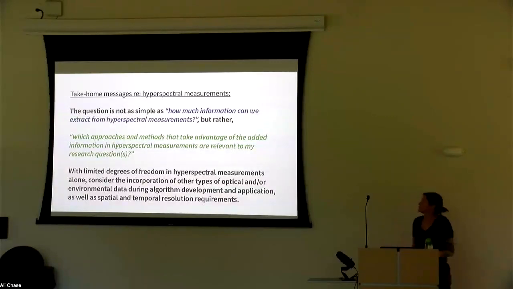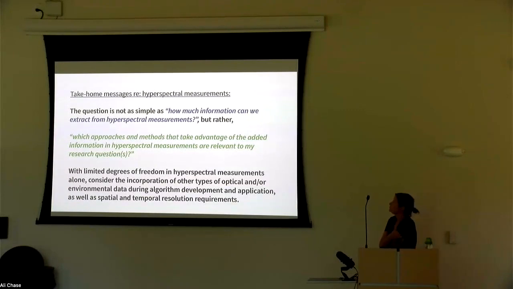So my take-home messages from hyperspectral measurements are, the question is not as simple as how much information can we extract, because in all cases, wavelengths are correlated with each other, and we may only have limited degrees of freedom in a given spectrum. But are there approaches that we can take advantage of where the added information in hyperspectral measurements is relevant to a given research question?